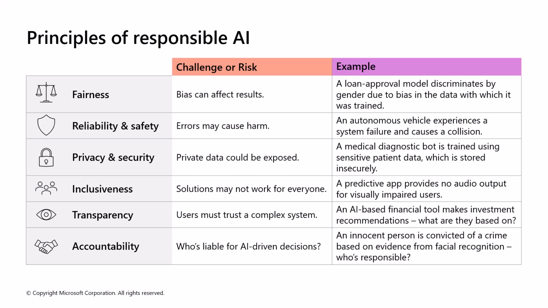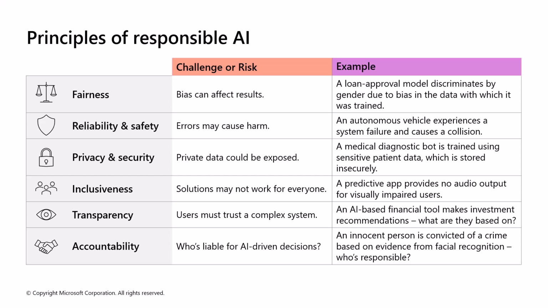So private data could be exposed in terms of AI. That's one of the challenges. For example, a medical diagnosis bot is trained using sensitive patient data, which is stored insecurely. So it's very important that privacy and security is adhered to when building an AI system.